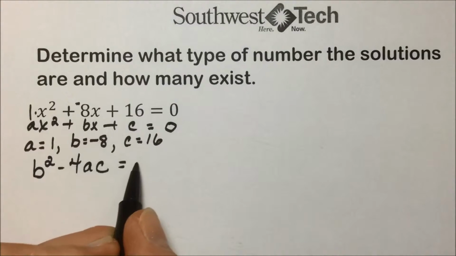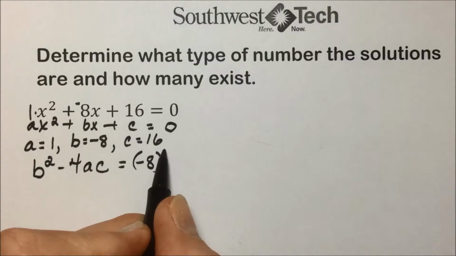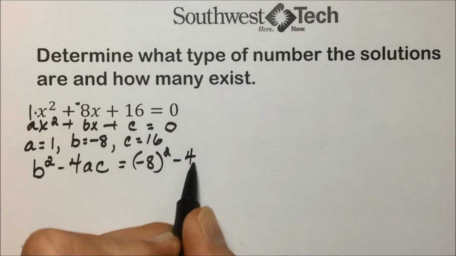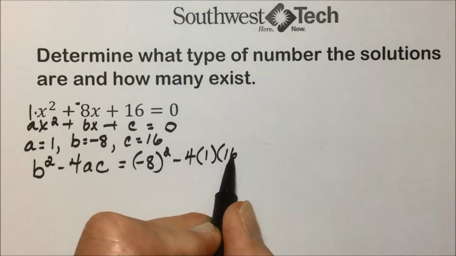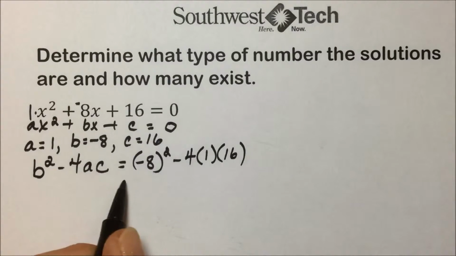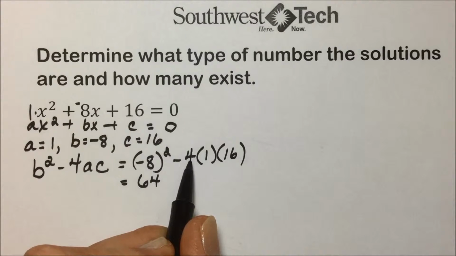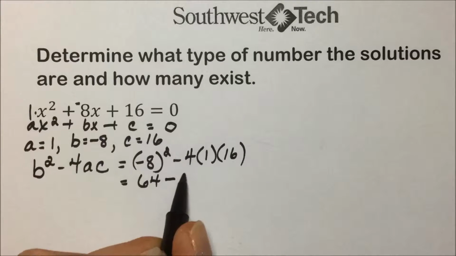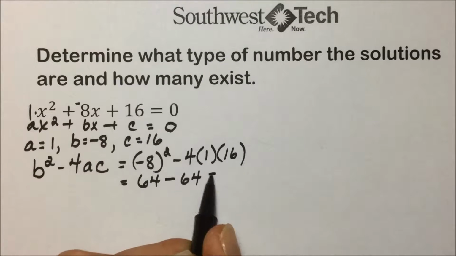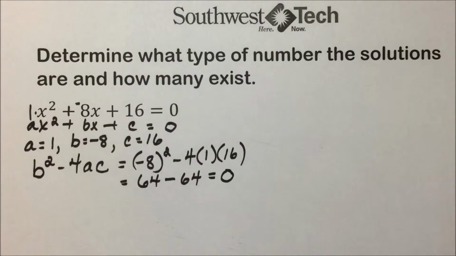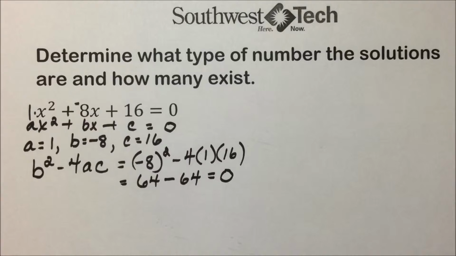Plugging in the values that we have, we'll have a -8 for our b. It needs to be squared minus 4 times a times c, the values that were given in this equation. Well, -8 squared or multiplied by itself is 64. 4 times 1 times 16 is 64. 64 minus 64 is equal to 0. When the discriminant is equal to 0, it means that we have one repeated solution. So we will state that, one solution, and that it is rational.